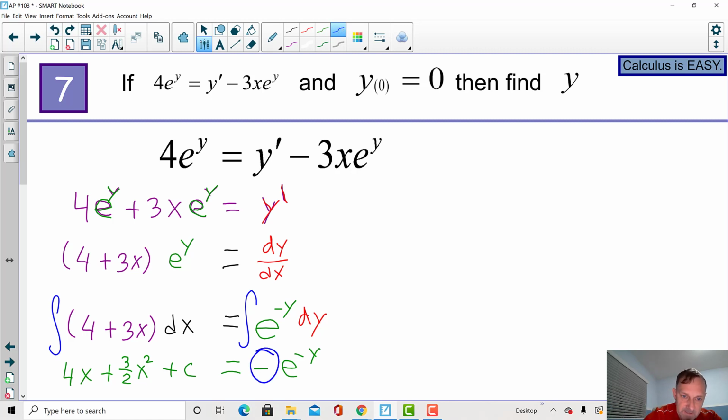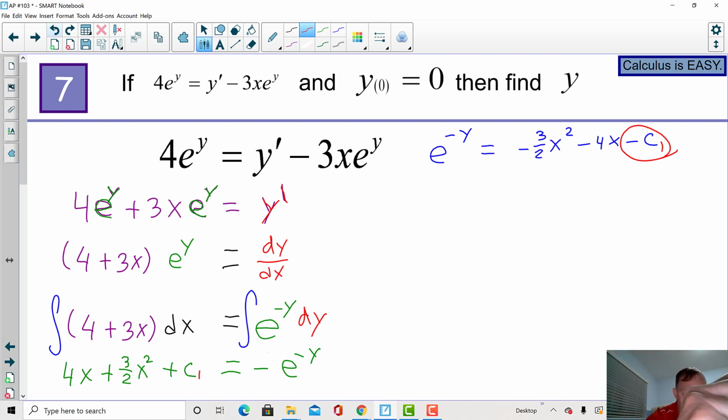We do have this negative here that I need to get rid of. So I'm going to multiply both sides by negative 1. And I don't really like minus c. So I'm going to come back here and I'm going to call this c1. That way I have minus c1 here, and minus c1 is just going to be a c. So I'll change that on the next step.